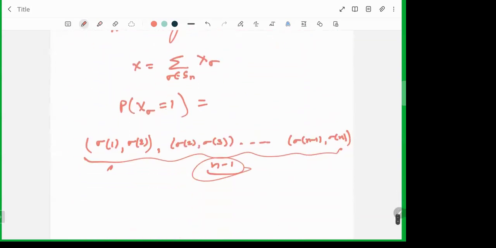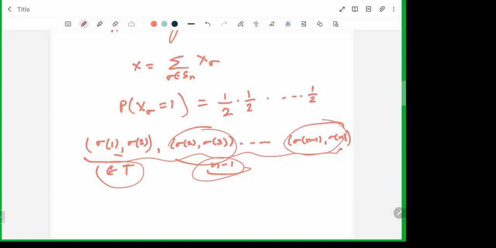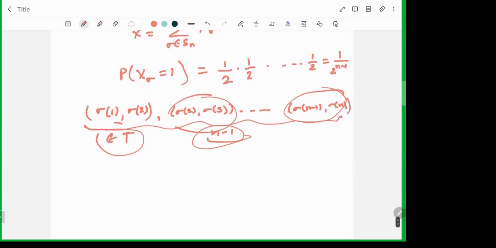So this should be in T, but it can be in T or it cannot be in T. So there are two possibilities. The probability for this one is 1 by 2. Similarly, for this to be in T, the probability is 1 by 2, and again 1 by 2 for each. So the probability is basically 1 by 2 to the power n minus 1, right? That is P of x sigma.